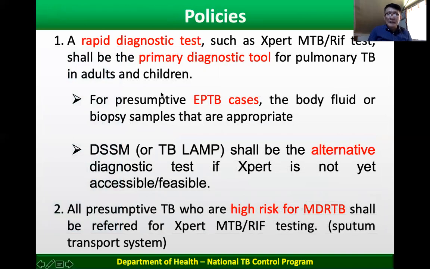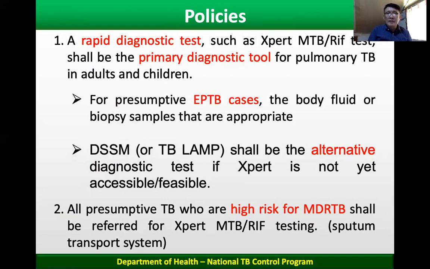Now let's go to the policies. Take note of the red font. Whenever you see a red font, it means that there are changes in these policies, or some policies are changed. So we will be going through the policies one by one.